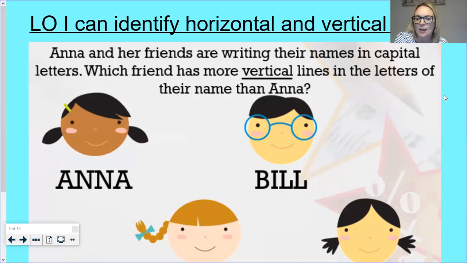Okay, so in Anna, hopefully you've spotted the 4 vertical lines in the 2 ends, and in Bill, you've got 4 vertical lines, 1 in the B, 1 in the I, and then 1 in each of the L's. Okay, so here's a little challenge for you.